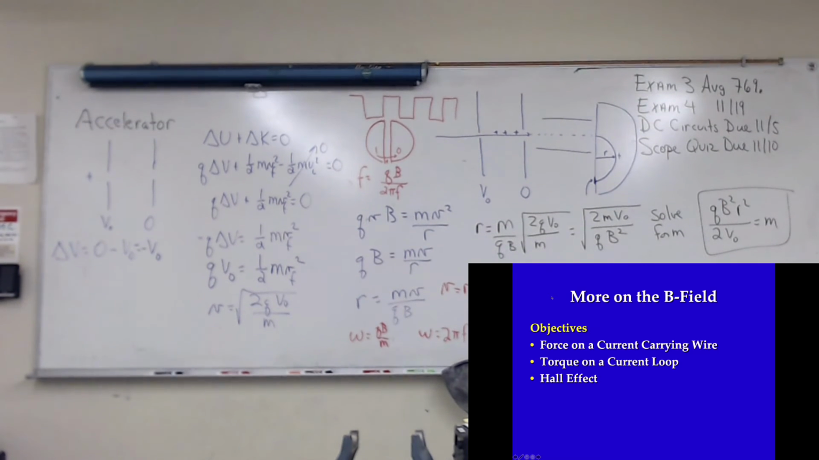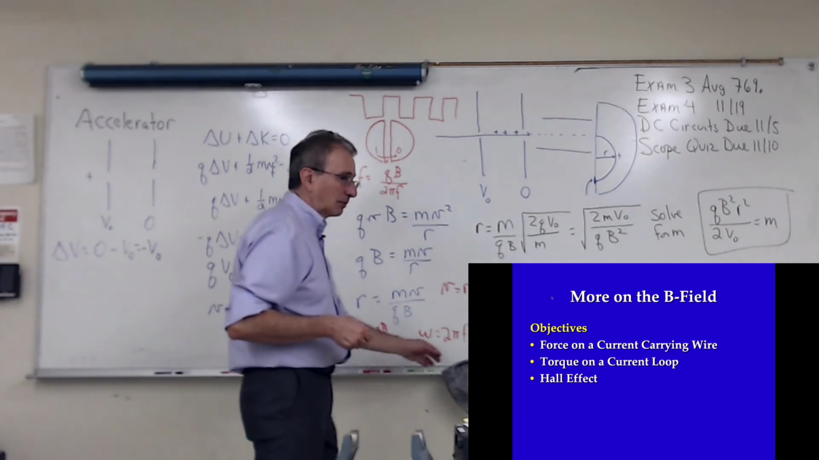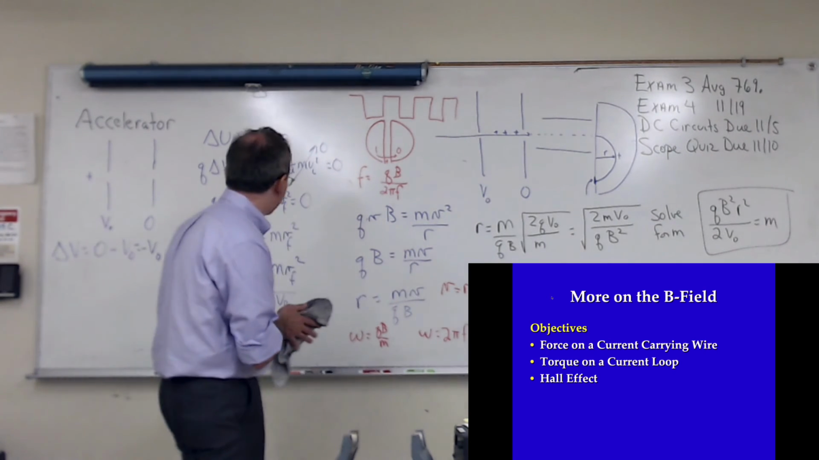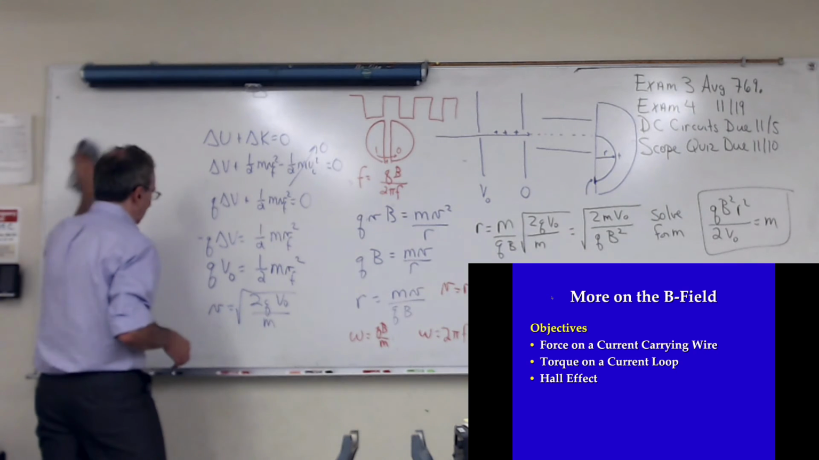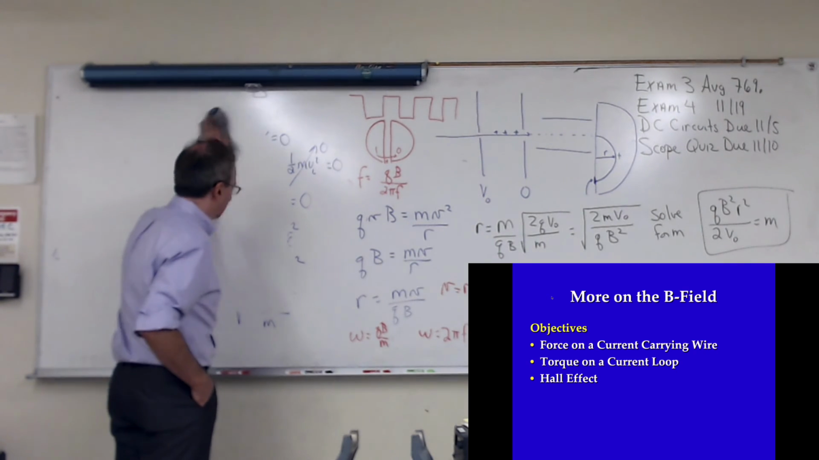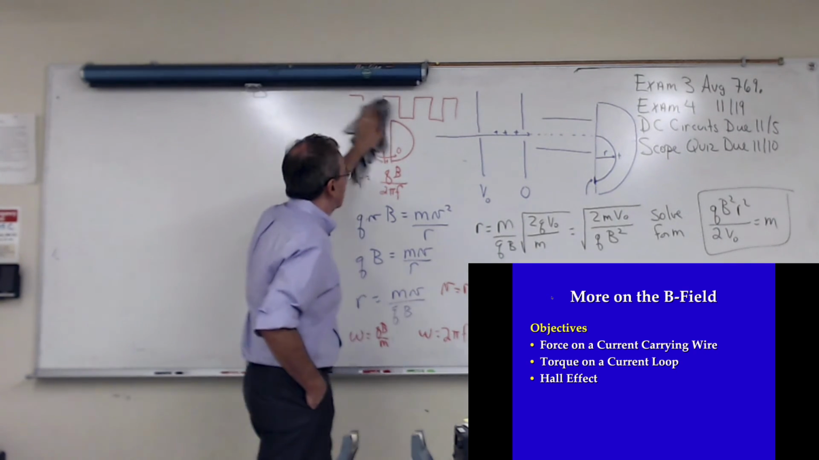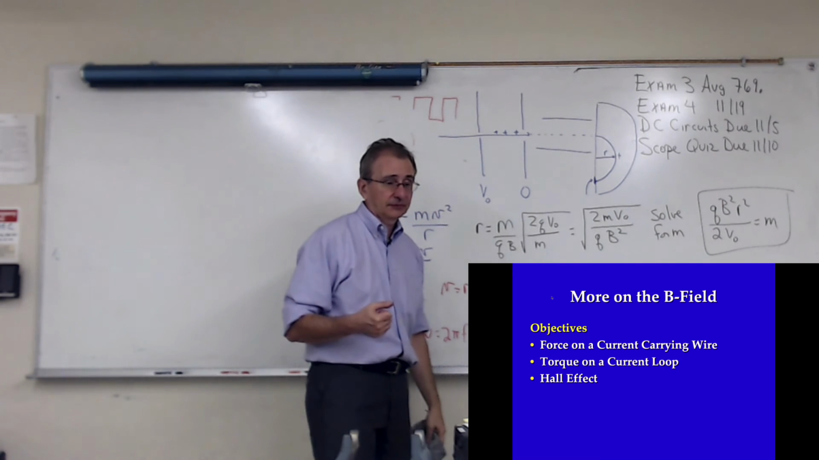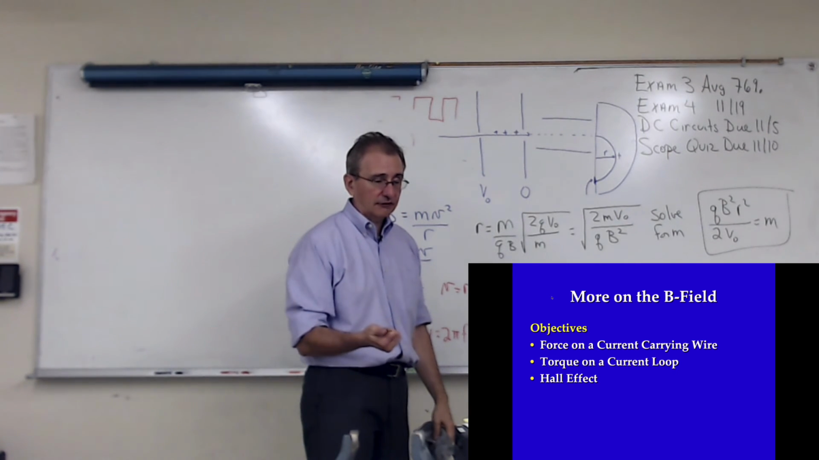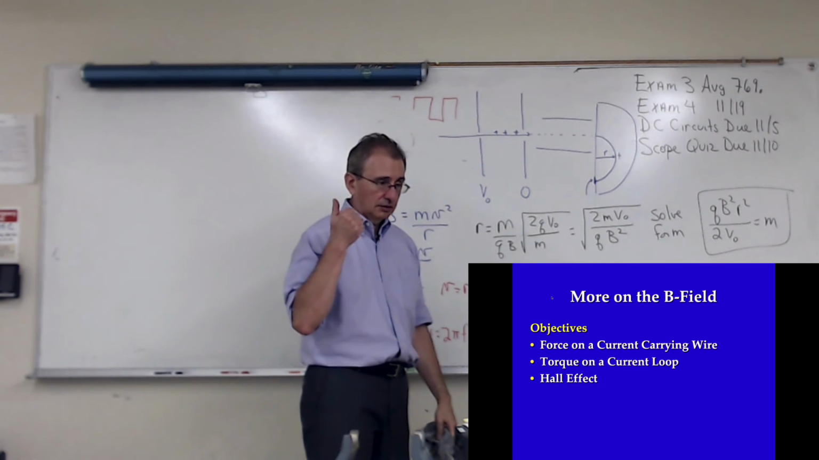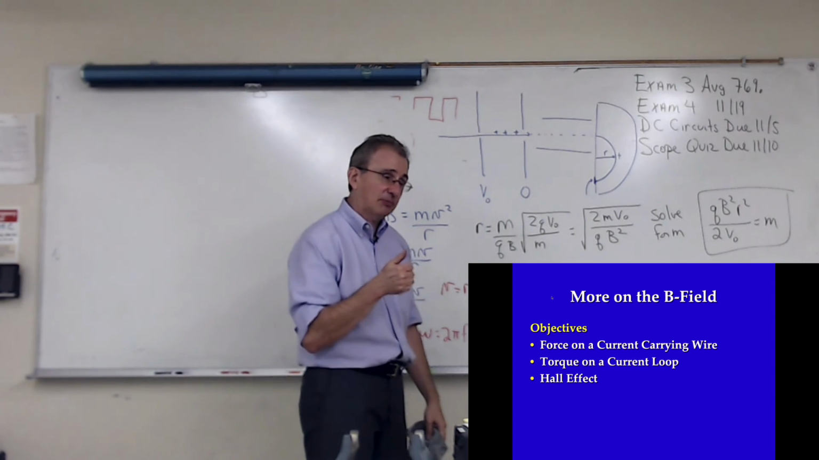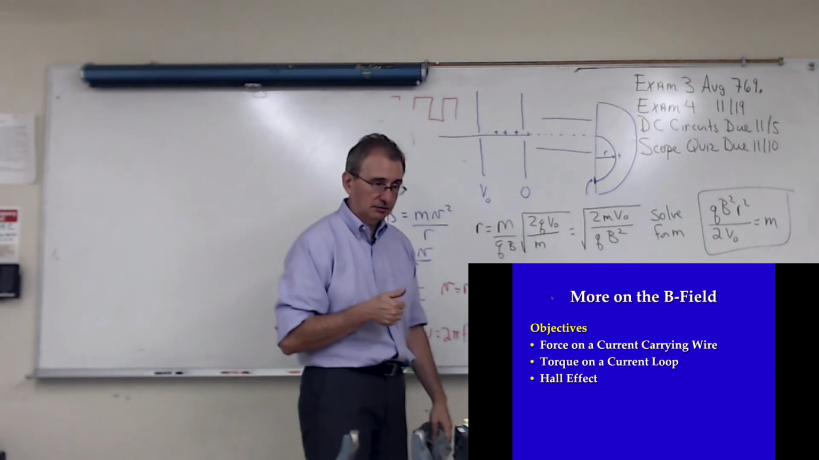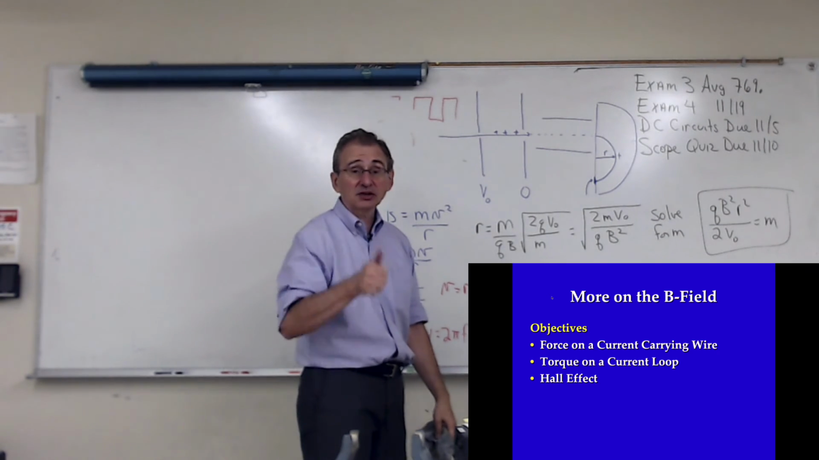So now what I want to do is talk about the force on a wire. We've talked about force on a charge, but what about the force on a wire in a magnetic field? Can a magnetic field exert a force on a wire? Remember that a magnetic field will exert a force on a charge if it's moving and it has a component of its velocity perpendicular to the magnetic field. And it does no work on it.